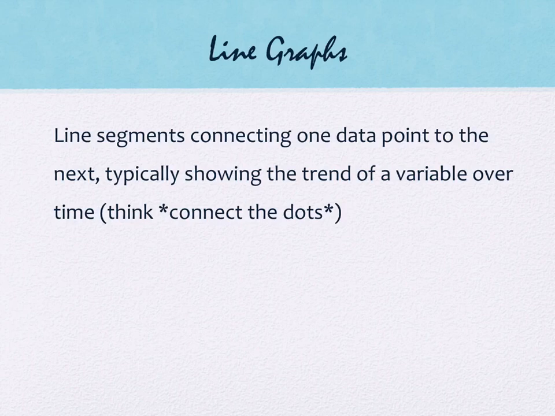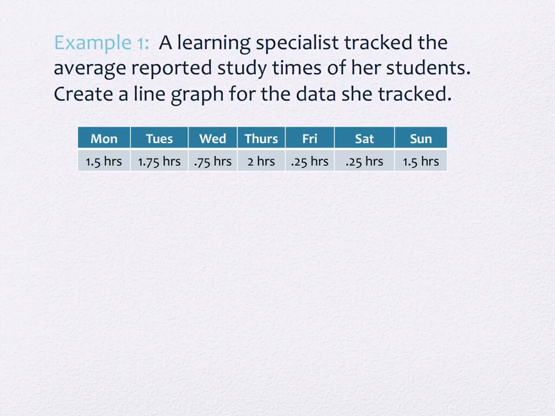So the example that we're going to look at is a time example, and it's an amount of time based on the day of the week. So a learning specialist tracked the average reported study times of her students, and we're going to create a line graph for the data she tracked. So these are studying times, right? So on Monday they studied an hour and a half, Tuesday an hour and 3/4, 1.75 hours. Wednesday 0.75 hours, Thursday 2 hours, and so forth. And so we're going to create a line graph to show this information.